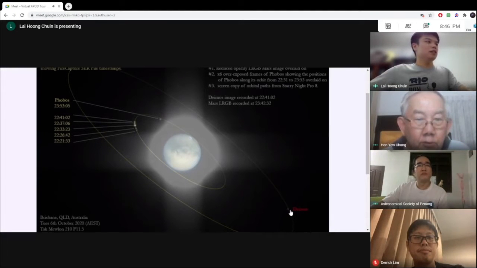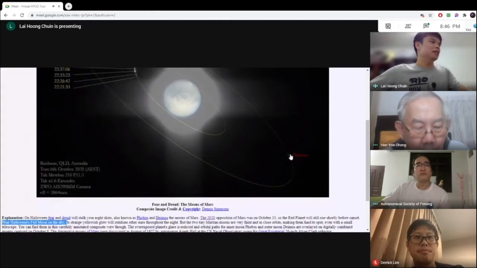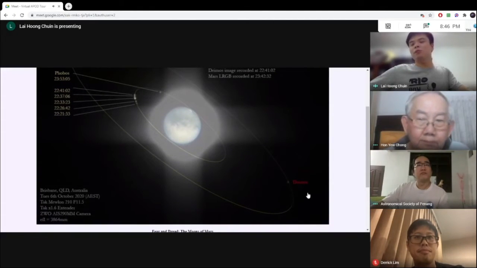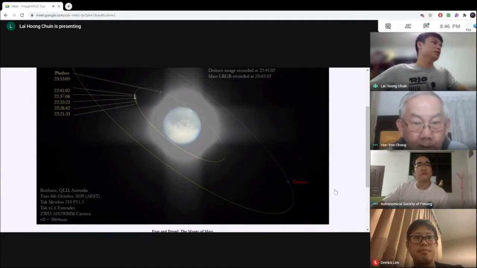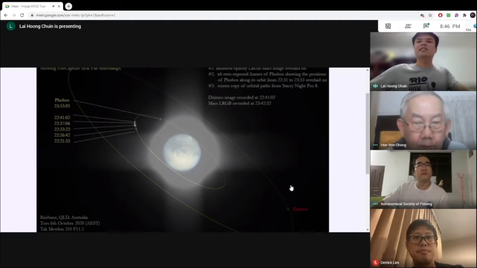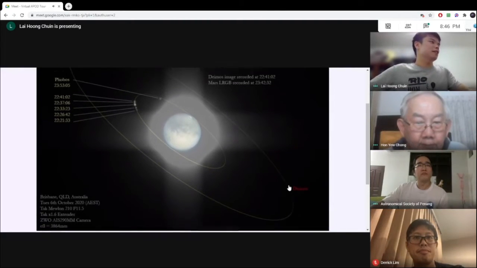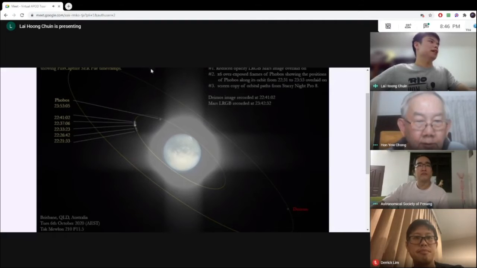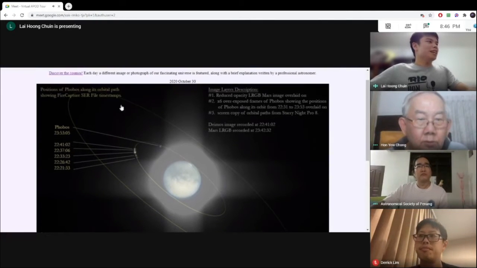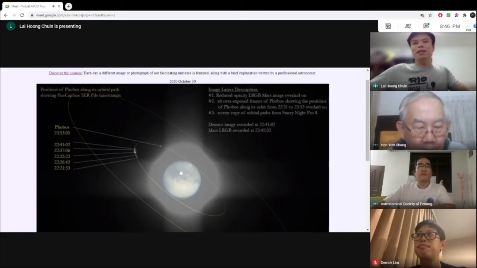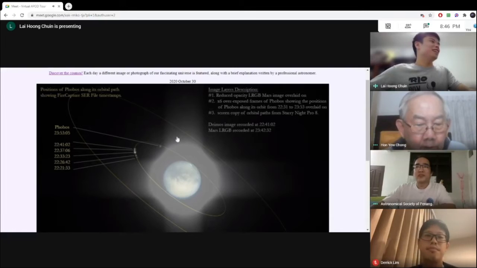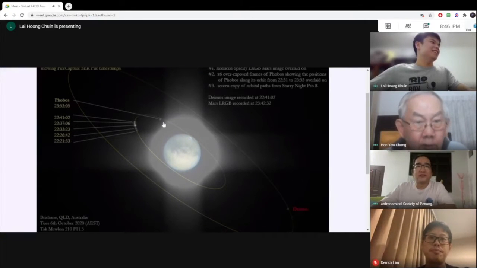But for Deimos, it's relatively static because the orbital period is longer. It's about 30 hours, 30.3 hours. So the motion of Deimos is less, let's say, less obvious. All right, so this is a composite image. And bear in mind one thing: when you capture the image, you will not see this orbit. This orbit is added in manually, digitally added. It is edited so that you can see the orbit of the natural satellite of Mars.